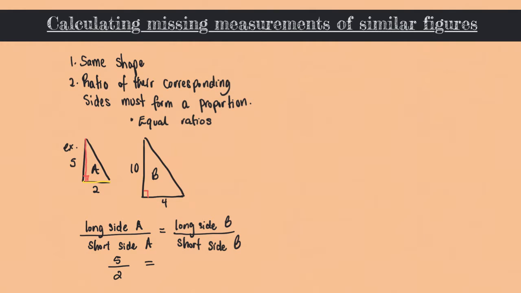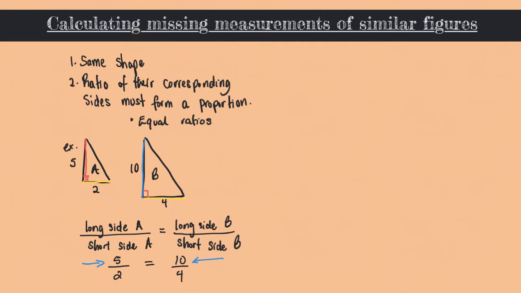It should be equal to the long side of B, which is 10, over the short side of B, which is 4. Now, when we talk about corresponding sides, notice that the 5 at the top of our fraction on the left and the 10 at the top of our fraction on the right are both the long sides. And on the bottom, you see both the short sides. So corresponding means the sides that are in the same relative position.